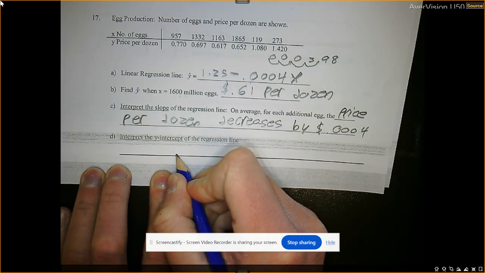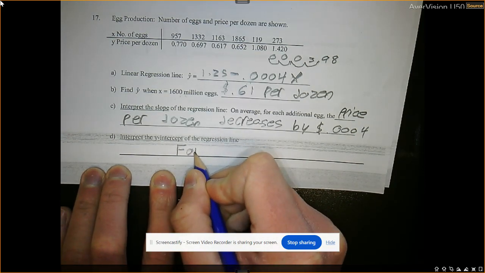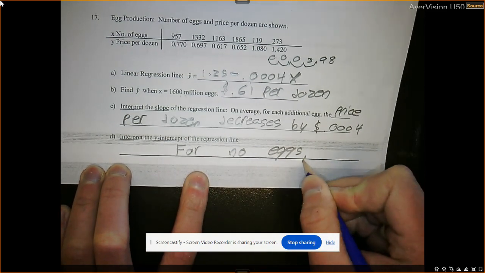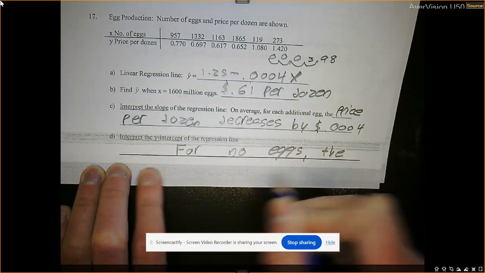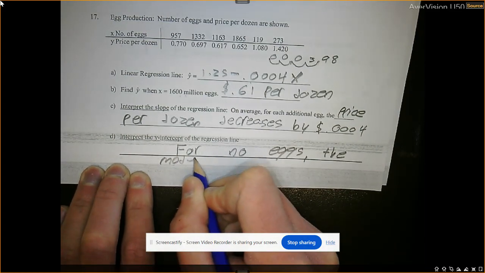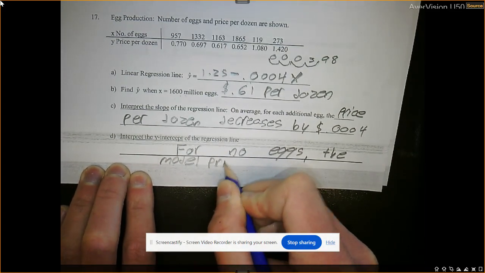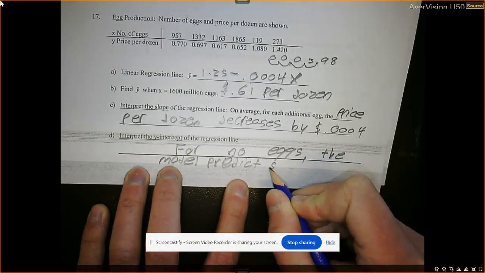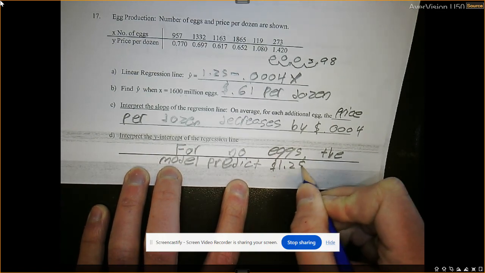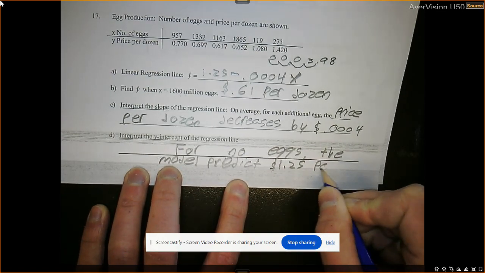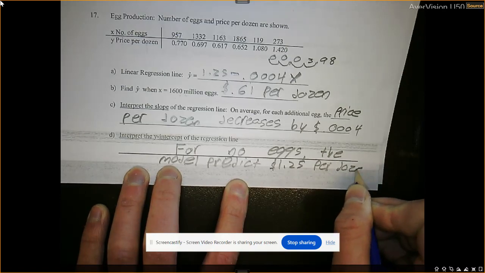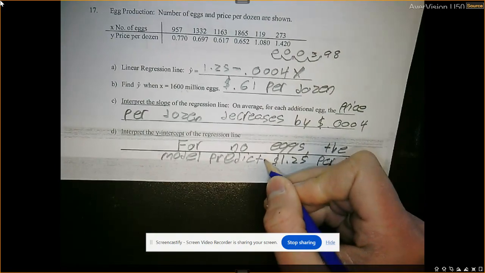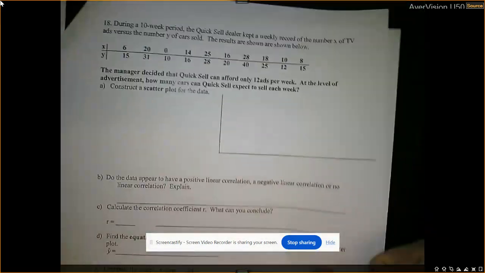Well, the y-intercept is saying, for when x is 0, so for no eggs, the model would predict 1.25. Where does that 1.25 come from? That's your y-intercept, right? 1.25 per dozen, for no eggs. Again, the y-intercept doesn't always make the most sense, but that's what the model is predicting. Okay, going on to the last one.